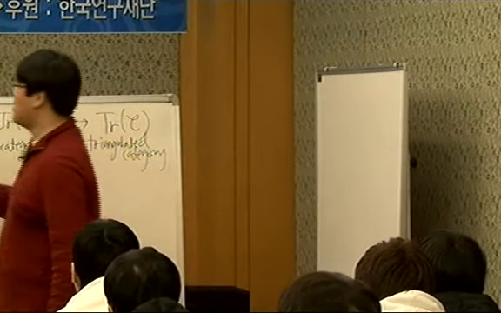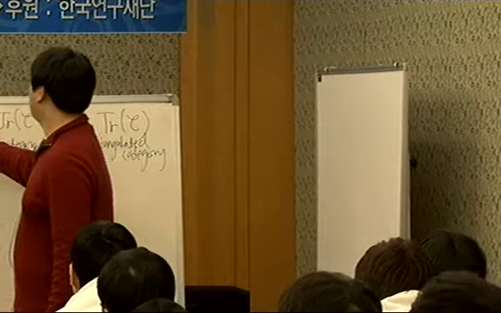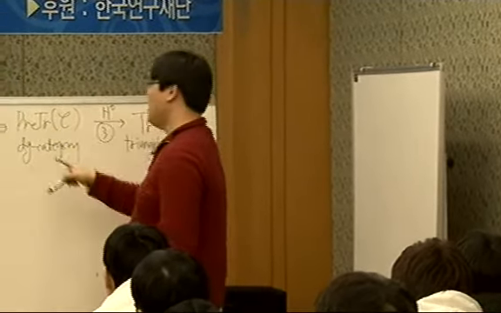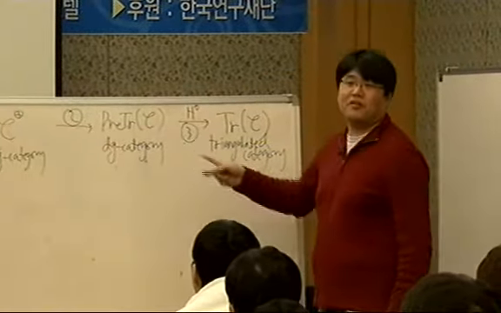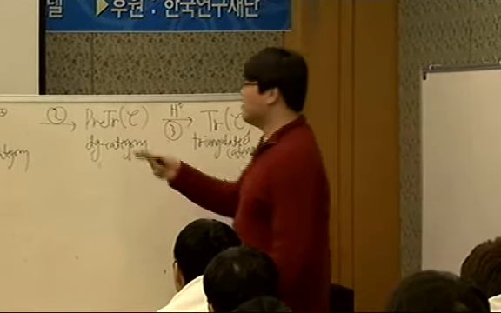So there are actually several steps. Number 1, 2, and 3. And 1 and 3 are very simple. 2 is quite complicated. So what is number 1?